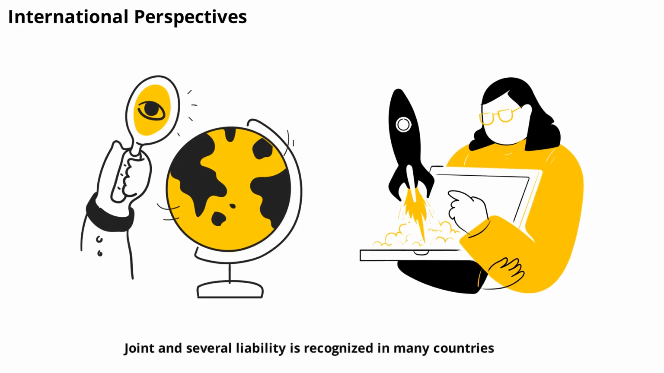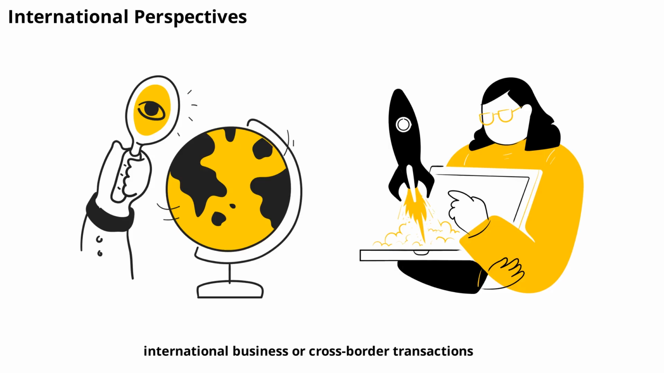Joint and several liability is recognized in many countries, but the details can vary. Some legal systems limit its application, while others apply it broadly. It's important to understand the rules in your jurisdiction, especially if you're involved in international business or cross-border transactions.